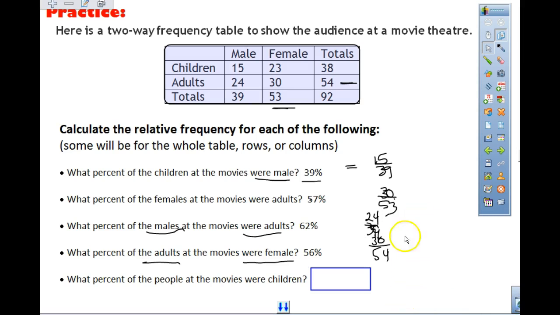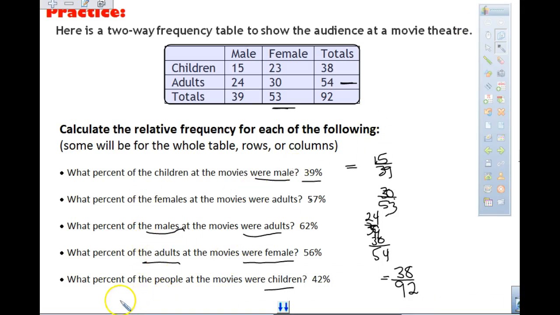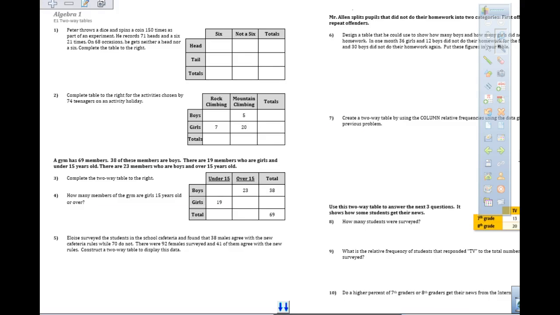55, 56. The last one, it says of the people, which means we are talking about dividing by 92. What are we dividing by 92? The children, which were 38 total. And we should have 41. Okay. So, when you are looking at the of, right, the of is trying to tell you what you are, in this case, dividing by when you are taking a look at that. Now, your homework.